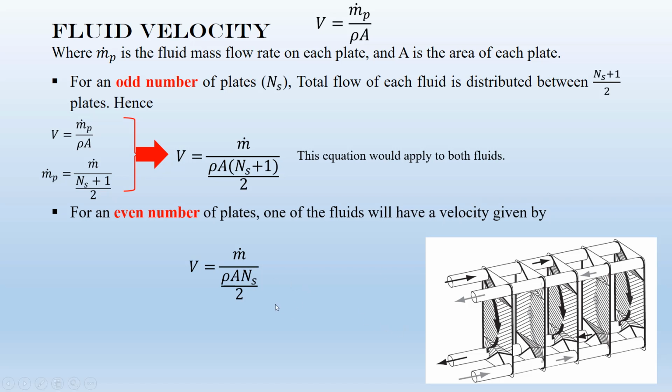So we will have two different equations to find the velocities. And here you can see that for one fluid, you need to divide the m dot by NS over 2, and for the other one, you need to divide it by NS over 2 plus 1. And now you know the origin of these two velocity terms. So you can use this equation to find the velocity. It depends on whether you have an odd or even number of plates.